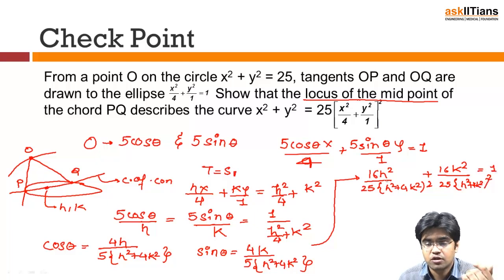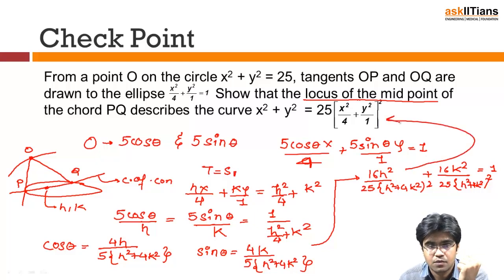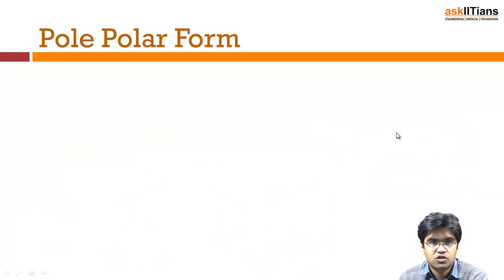So take this denominator, the common denominator on the other side, and you will see that this form is coming. So this is how you need to solve this question. Moving on to the next concept, that is polar form.